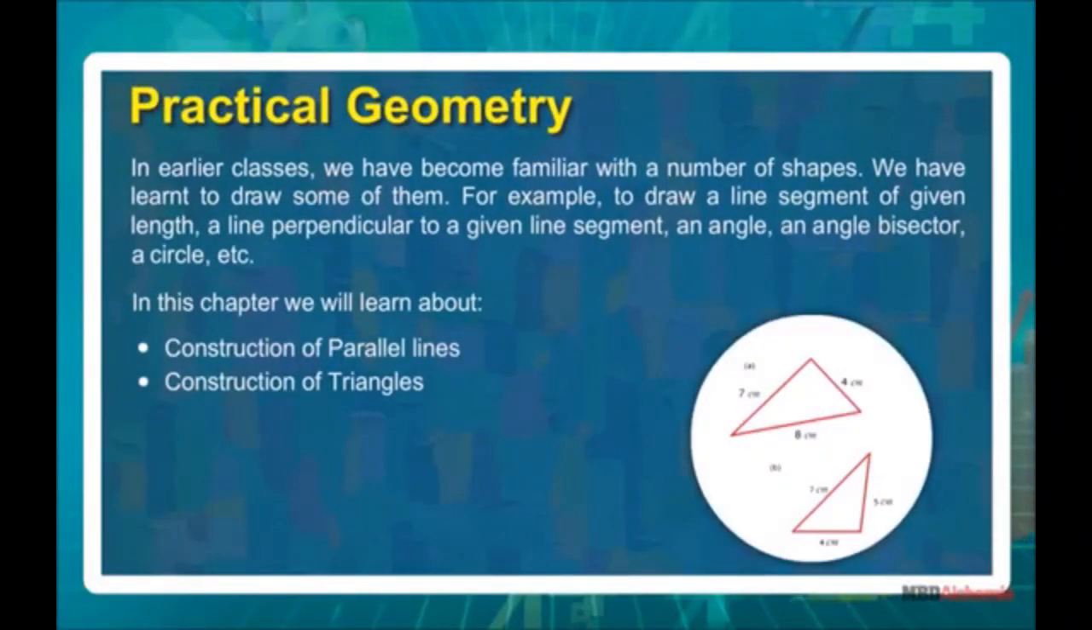In earlier classes, we have become familiar with a number of shapes. We have learnt to draw some of them. For example, to draw a line segment of given length, a line perpendicular to a given line segment, an angle bisector, a circle, etc. In this chapter, we will study the following concepts: construction of parallel lines, construction of triangles.